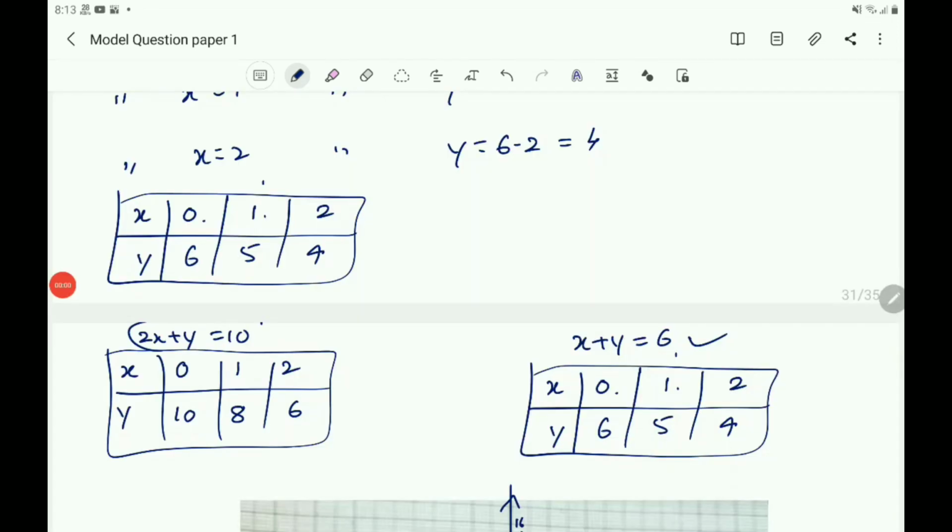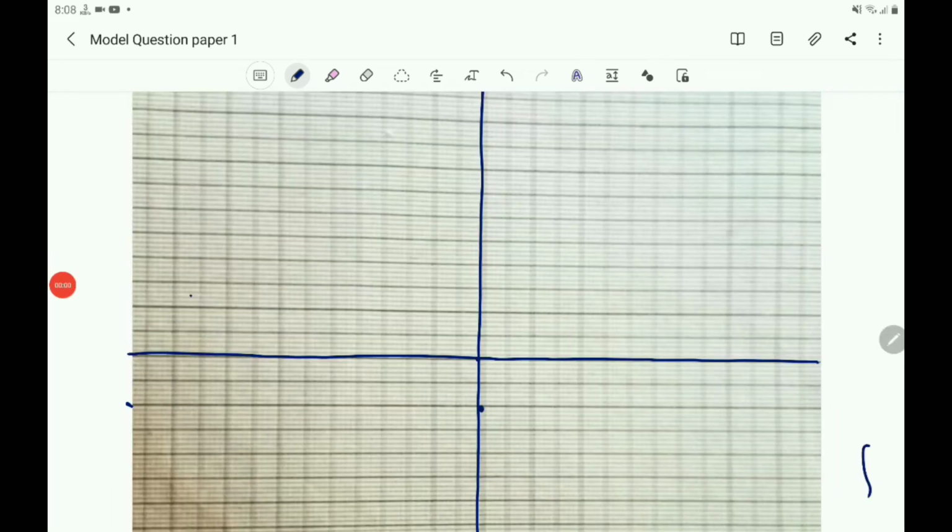And you write the scale here. What is the scale? Scale on x-axis, 1 cm equals 1 unit, or both you have taken the same. So you take scale 1 cm equals 1 unit. So this is the origin.